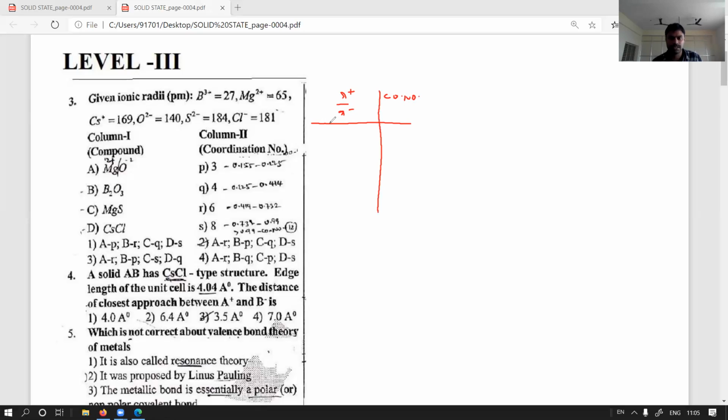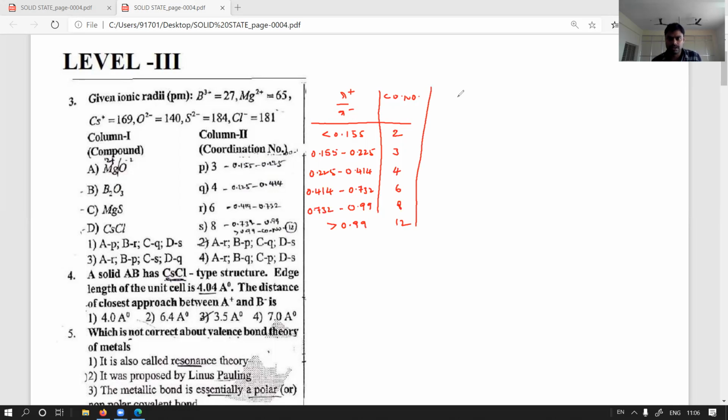Let's see: if the radius ratio is less than 0.155, its coordination number is 2; between 0.155 to 0.225, its coordination number is 3; 0.225 to 0.414, its coordination number is 4; between 0.414 to 0.732, its coordination number is 6; 0.732 to 0.99, its coordination number is 8; more than 0.99, its coordination number is 12. We already discussed this in the last class.